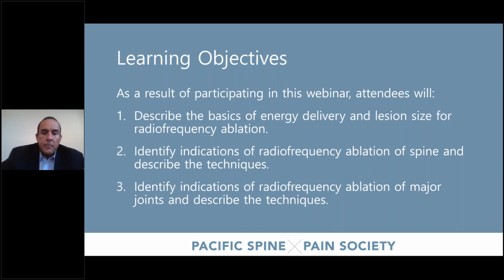These are the learning objectives for the evening. As a result of participating in this webinar, attendees will be able to describe the basics of energy delivery and lesion size with radio frequency ablation, and identify indications of radio frequency ablation and describe the techniques.